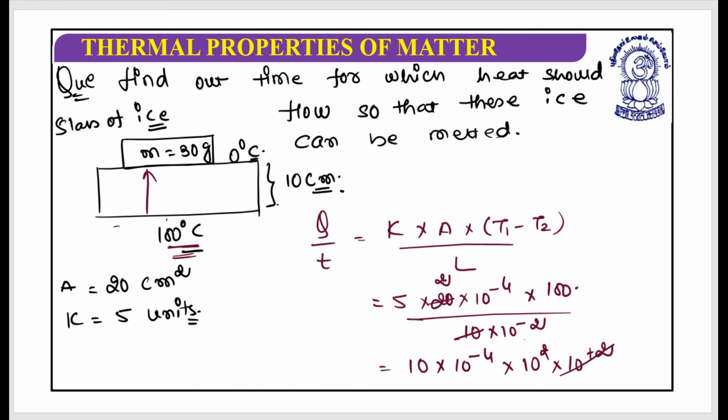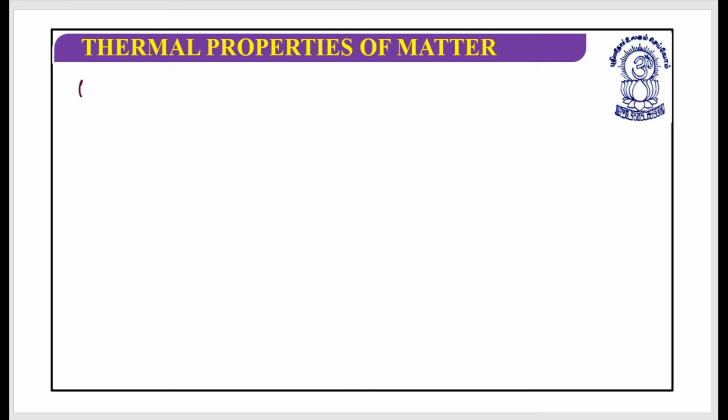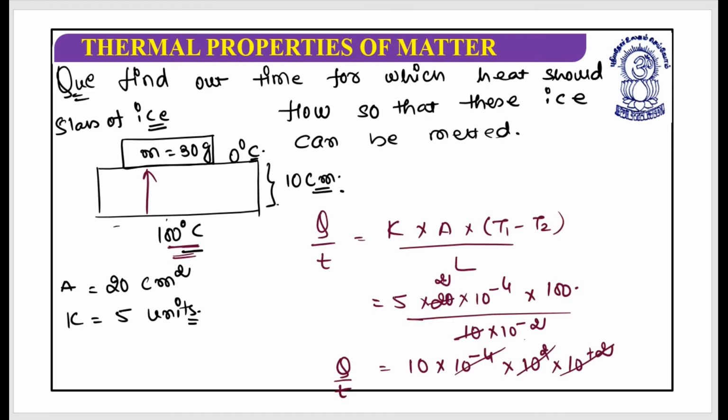So this 10 to the power plus 2 and this 10 to the power plus 2 and this 10 to the power minus 4 has gone, and this is Q by t. This is Q by t. I hope this is clear. So this is Q by t is equal to 10. Now this Q required is what you need to find.